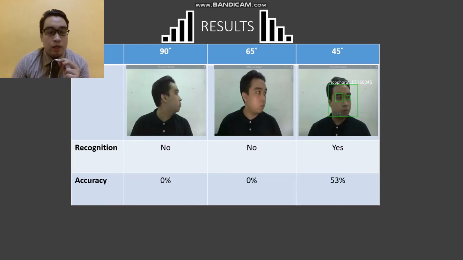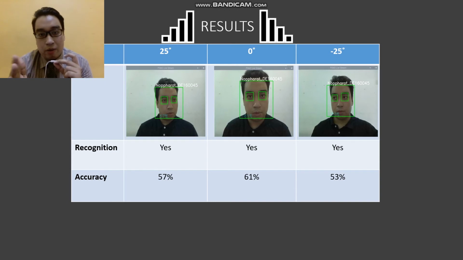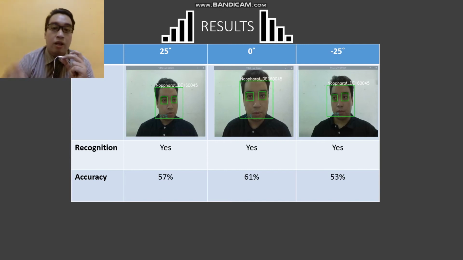Alright, so the last part of the result is the face angle, how I face the camera at different angles. For example, at 90 degrees, I was facing all the way to the left, and of course the system won't recognize it. The system only recognizes my face at 45 degrees, with an accuracy of 53%. Then as I face more directly to the camera, the accuracy increases. At the 0 degree angle, the system recognizes my face at 61%.